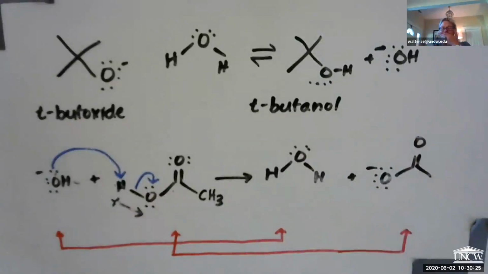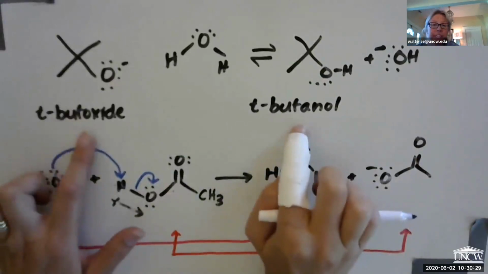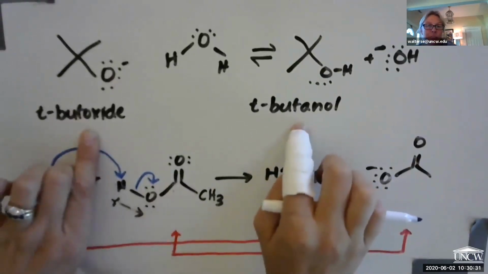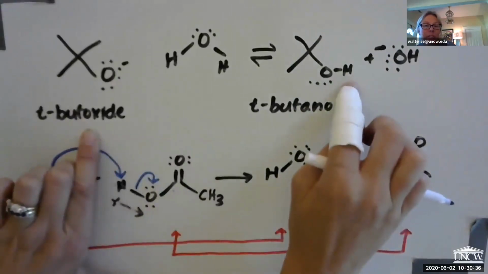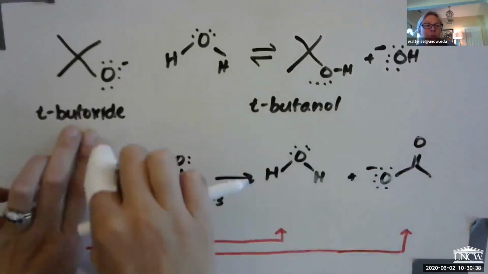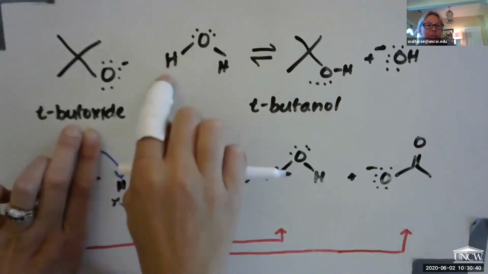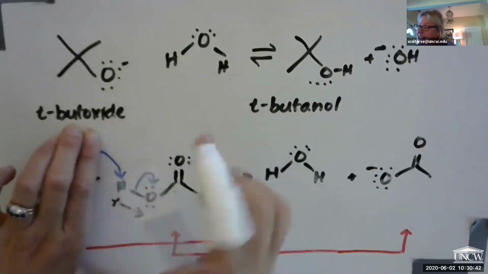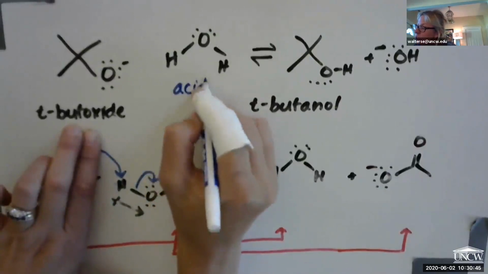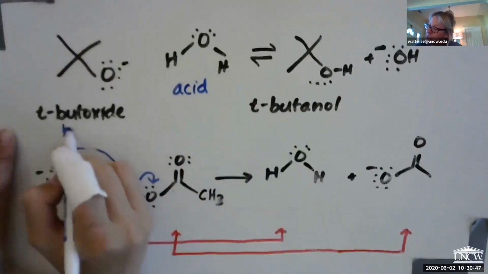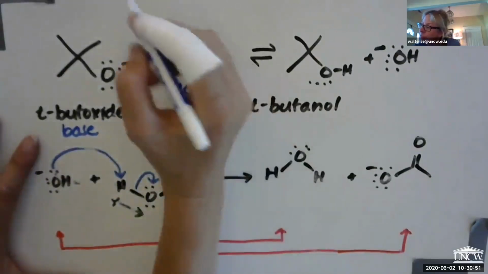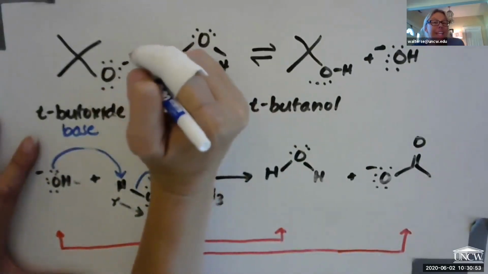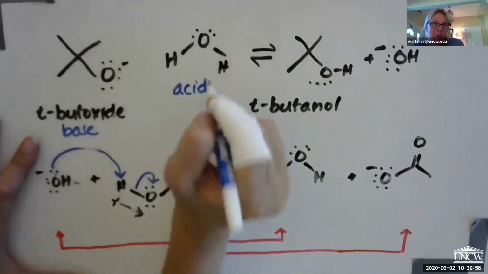Okay. All right, so in order, these two things are related by the transfer of a proton. So the tertiary butoxide has to gain a proton. So it's the base. It needs a proton from water. So water is the acid, the proton donor. Tertiary butoxide is the base, the proton acceptor. Okay, but remember, the base takes the proton off of the acid.